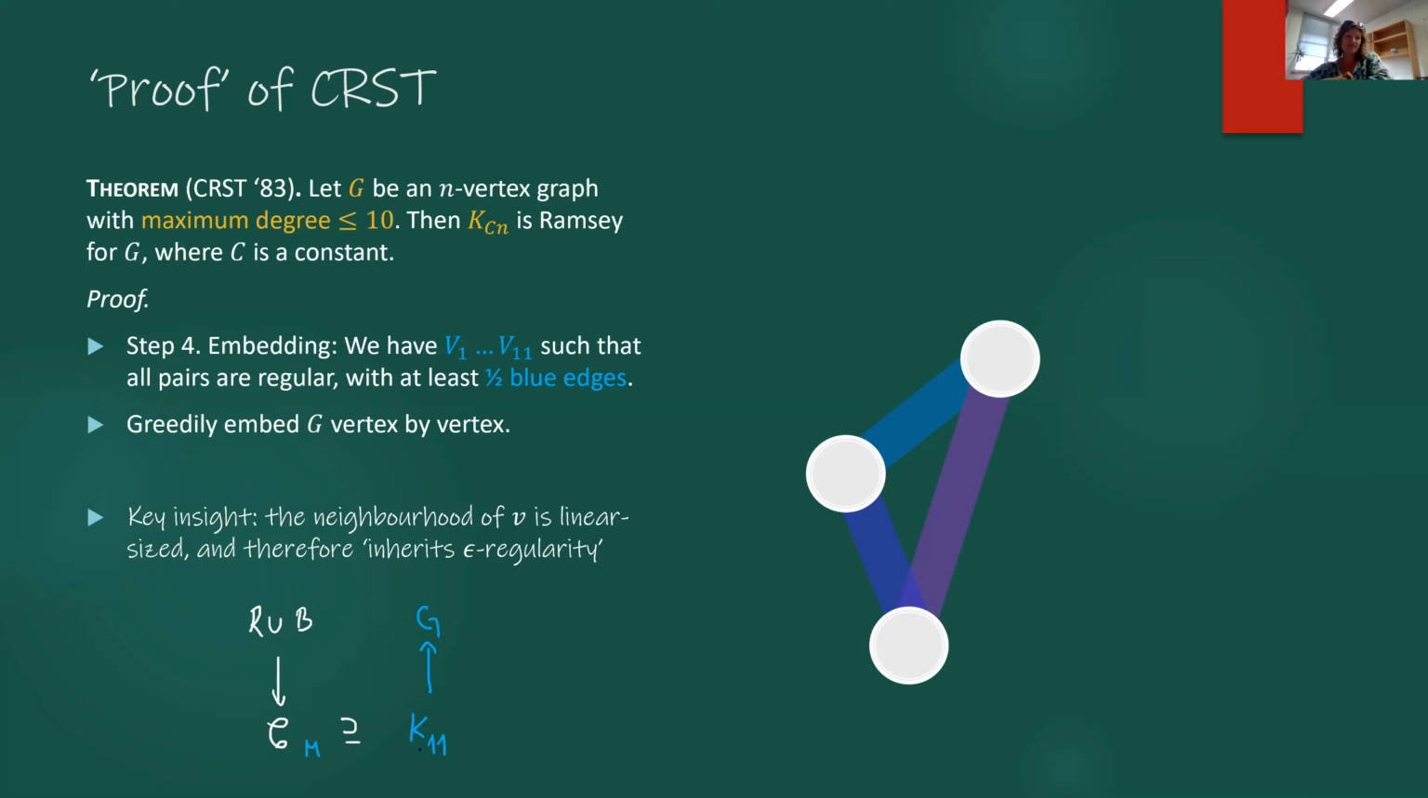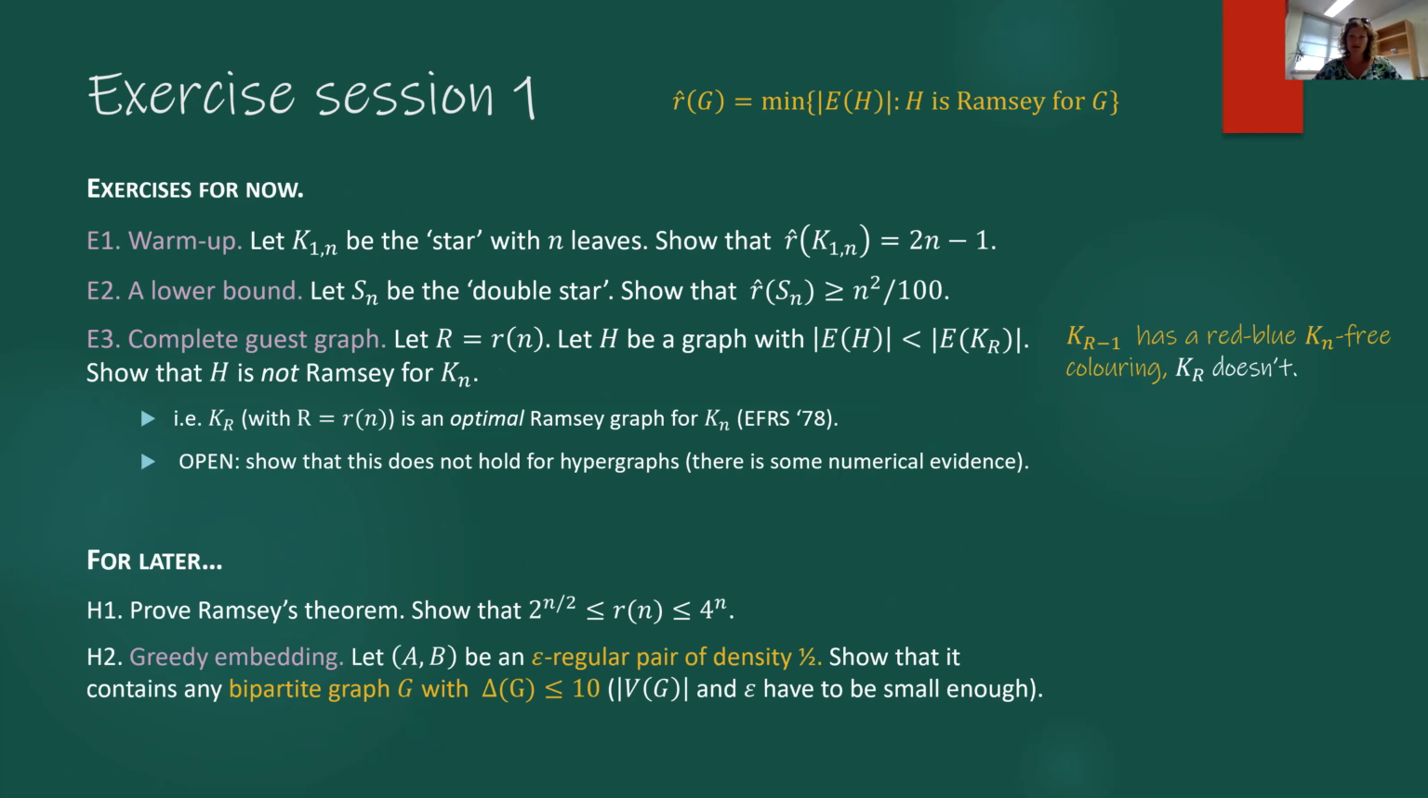Okay, so that's the proof. Again, way more detailed than expected. And now we move on to our first exercise session. We'll be trying to understand this definition of a size Ramsey number and some basic examples. Remember, you take all Ramsey graphs for G and you take a minimal one.